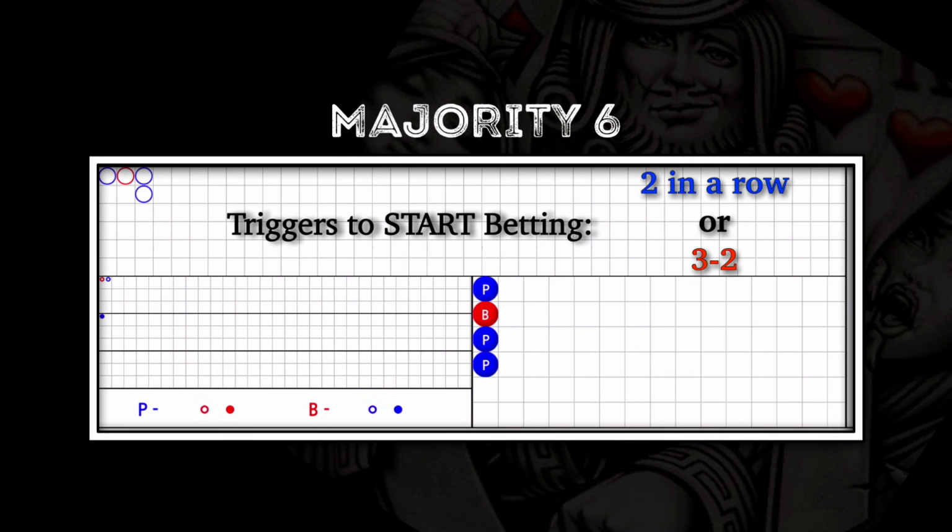Let's say another player showed up. We now have a 2 in a row. Sets off our trigger. I will now place my first bet on the column on player. If a player comes, great, we win. We move on to the next column.